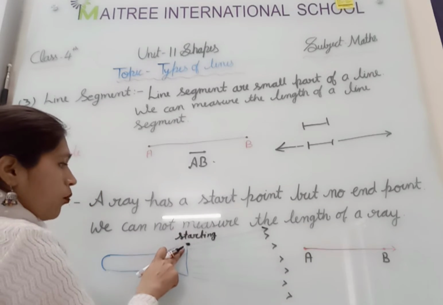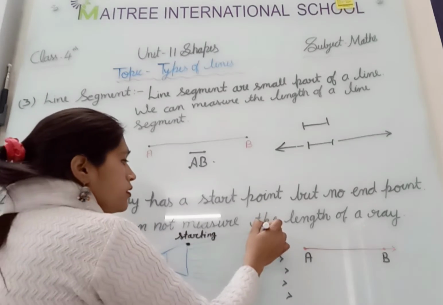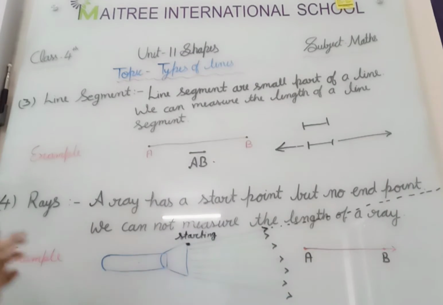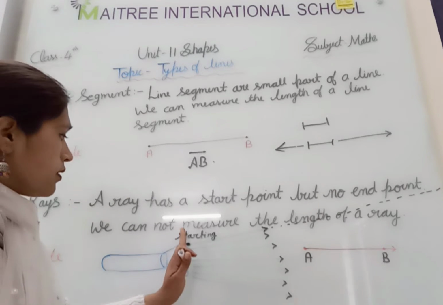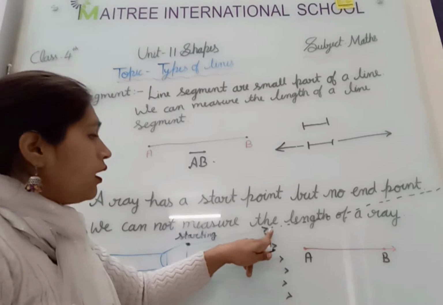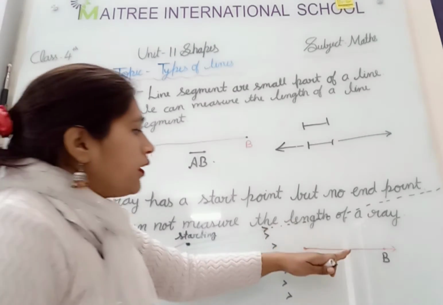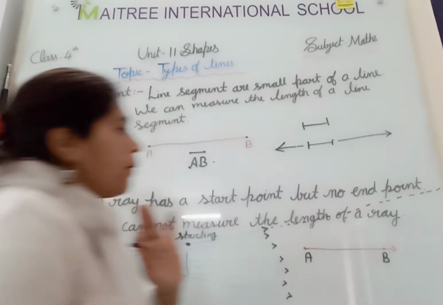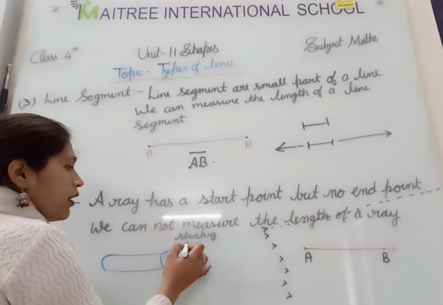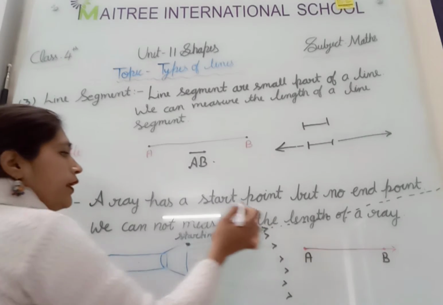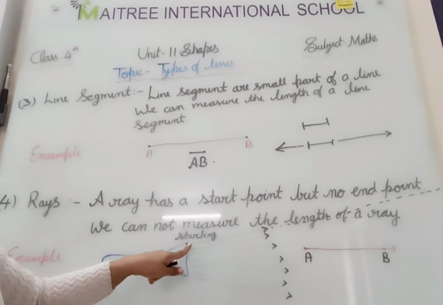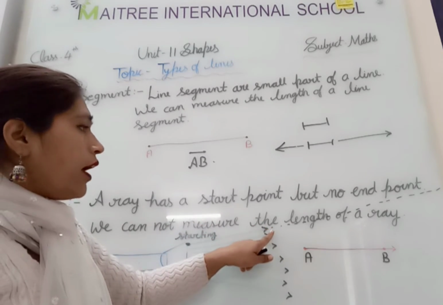A ray has a starting point but no end point. There is no end point. It can be stretched to any length. So on one side it has a starting point. On one side we put the dot and on the other side we put the arrow. Arrow means we can stretch it to any length. So what is a ray? A ray has a starting point but it doesn't have any end point.